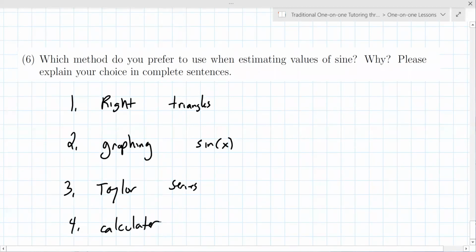Right. The best option is to use technology, because people build these things, they check them. We believe they're right. If I didn't have a calculator, I would use a Taylor series. So in terms of accuracy, your accuracy improves as you go down this list.